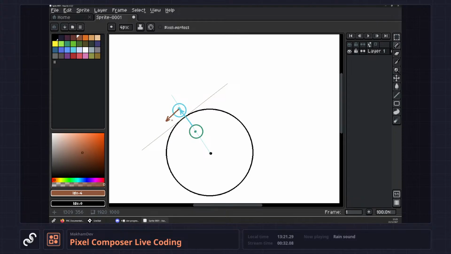Oh, but that's really simple, right? Because we already know the dx, dy. This is dy, and this is dx, and this line is 90 degrees, so it would just be dy and negative dx, or dx and negative dy.